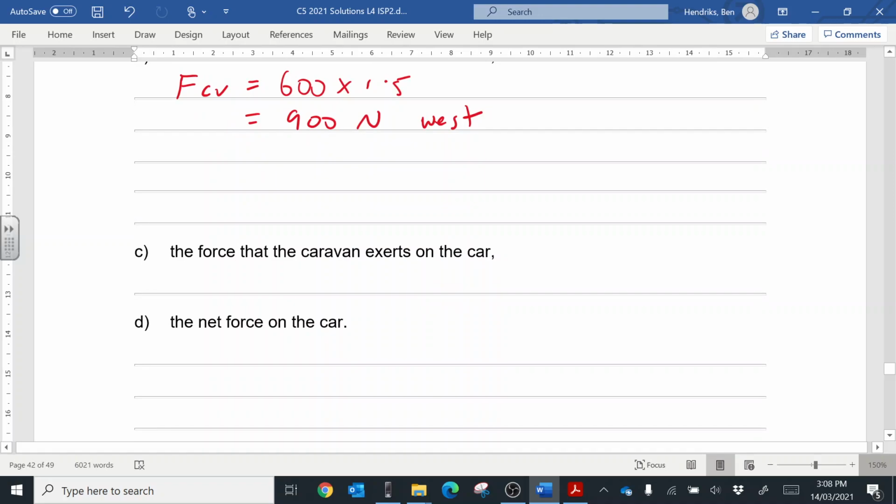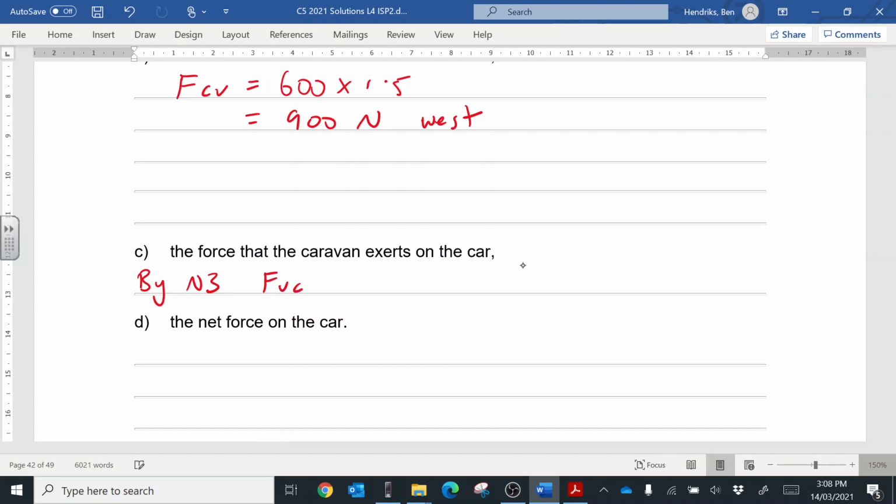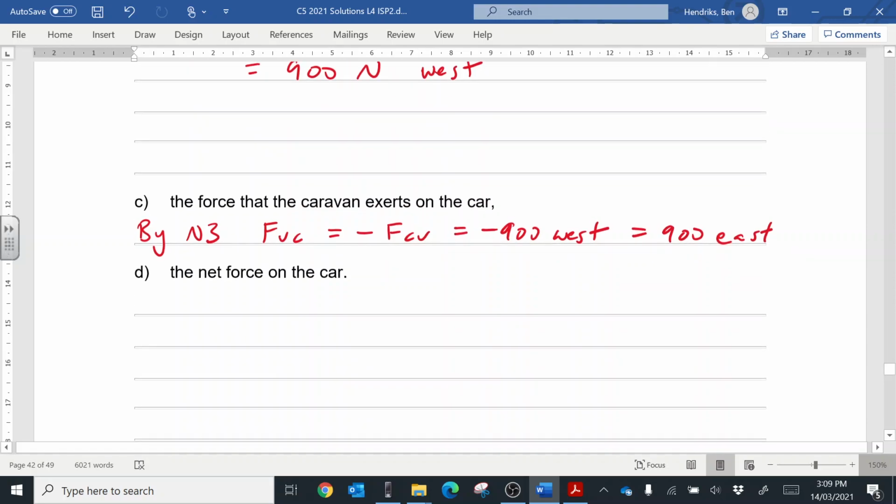The force that the caravan exerts on the car, this is by Newton's third law. By Newton's third law, the force of the van on the car is equal to negative the force of the car on the van, which is equal to negative 900 west, which is equal to 900 east, which makes sense. So the caravan is resisting the motion of the car.